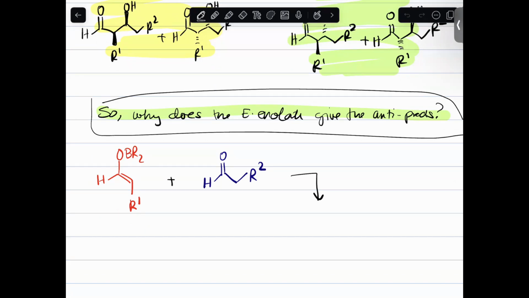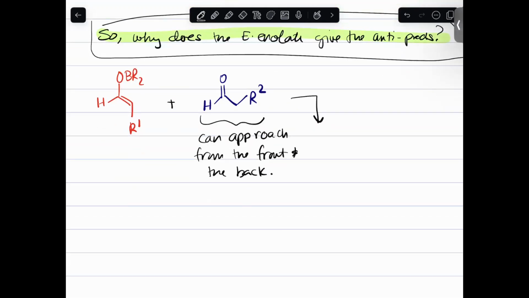So remember, our carbonyl compound is approaching our enolate, and the carbonyl compound can approach from the front and the back. It doesn't have a preference. It's not front or back, it's front and back. And because it can approach from the front and the back, you get two anti-products. That's the rationale.